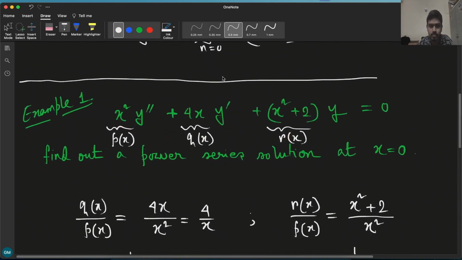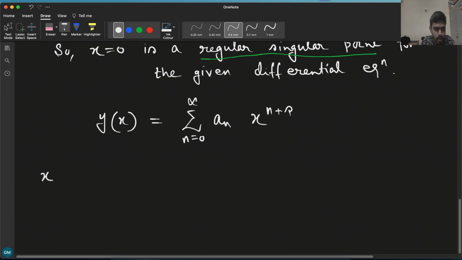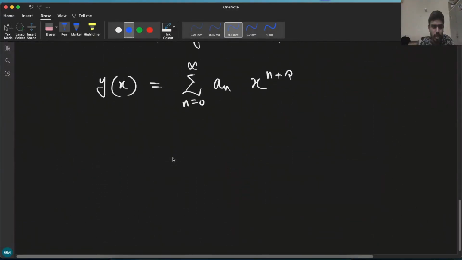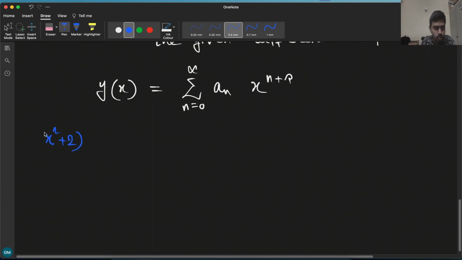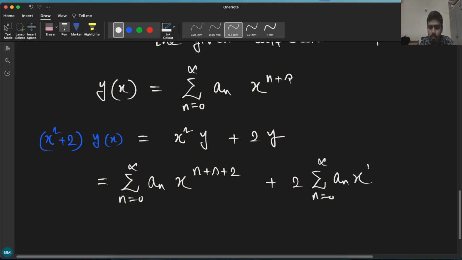Okay. So let's look at this third term. What is this term saying? It is x square plus 2 times y, which is x square times y plus 2y. Now x square times y is the sum over n equals 0 to infinity of a_n x to the power n plus s plus 2, because there is x square sitting here, and the other term is 2 times the sum over n equals 0 to infinity of a_n x to the power n plus s.